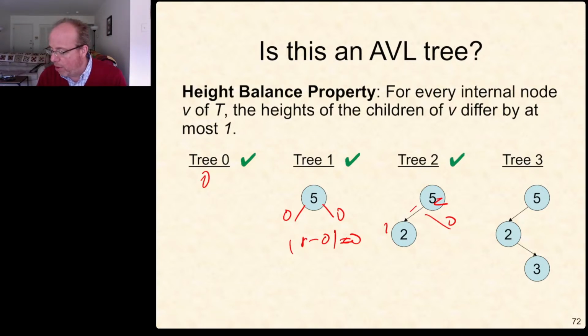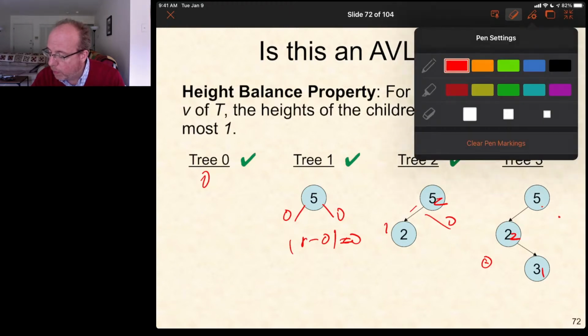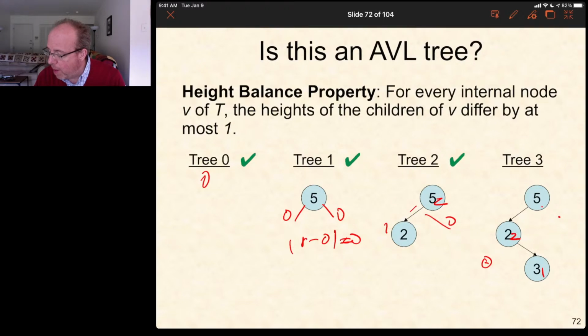Tree 3 is a little more interesting. So the height of 3 is 1. The height of 2 is the max of 0 and 1 plus 1, so that's 2. The height of 5 is the max of 0 and 2. So the height of 5 is 3. And this is not an AVL tree because 5's left subtree's height is 2 and its right subtree is 0, so that is not an AVL tree.